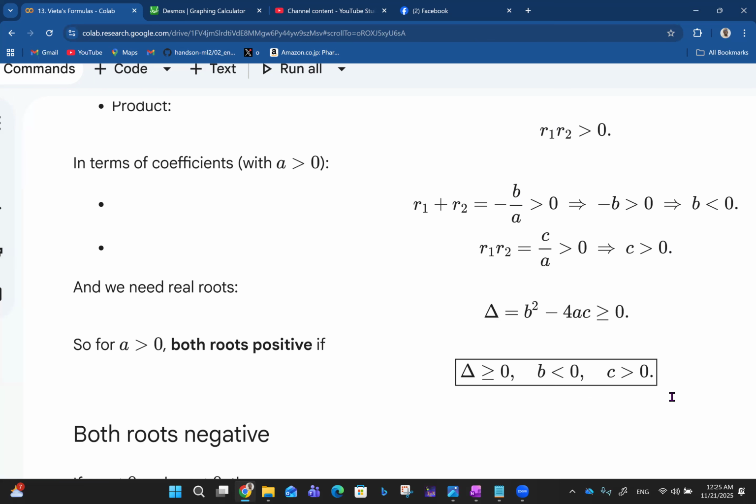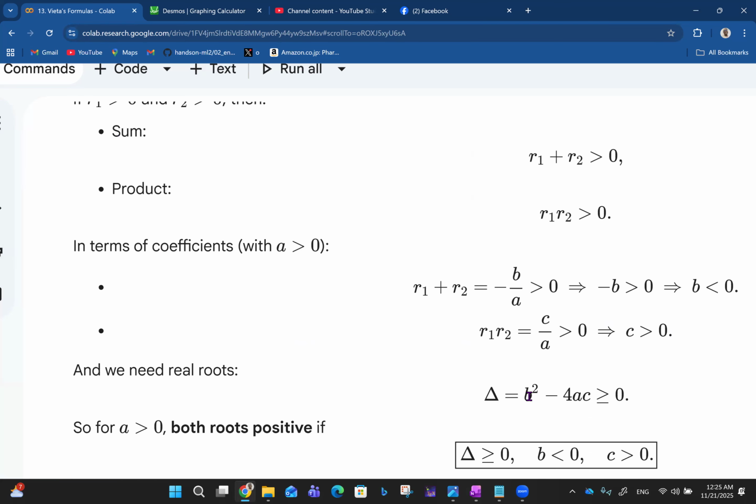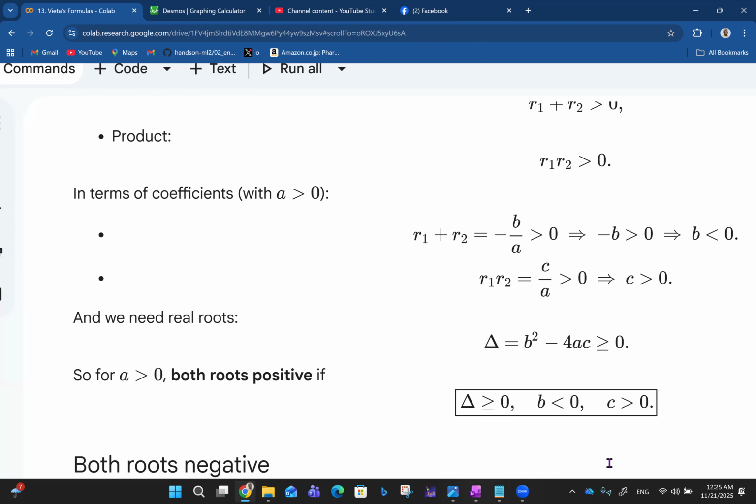If we need real roots, the discriminant is such that b squared minus 4ac is greater than or equal to 0. So for a greater than 0, if both roots are positive, the discriminant will be greater than or equal to 0, b will be less than 0, and c will be greater than 0. So that is if you have both roots positive.